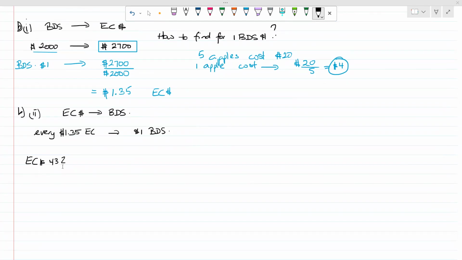EC $432. Basically, every $1.35 will be $1 Barbados. So we need to know the number of groups, if you want to think about it like that, of $1.35 we could get inside of here. So what we're doing is doing what? We have to divide it up into groups of $1.35. And how much are you gonna get?